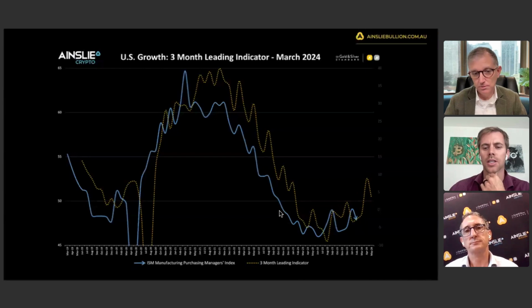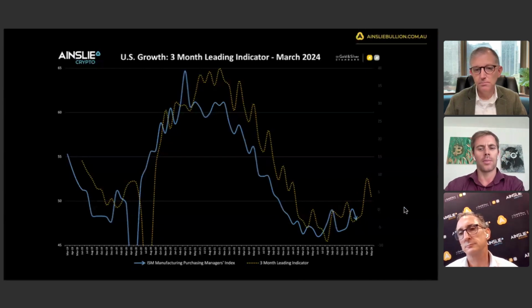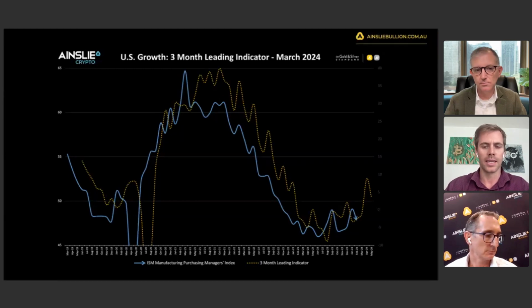Yeah, that's right. Looking forward and using that 3-month leading indicator, I expect we start to get back into expansion very soon. Take, for example, which we'll talk about later in the debt situation, the $1.2 trillion bill that's just passed that's going to stimulate the US economy. If the government's fiscally throwing money at everything, how does that line stay below contraction?